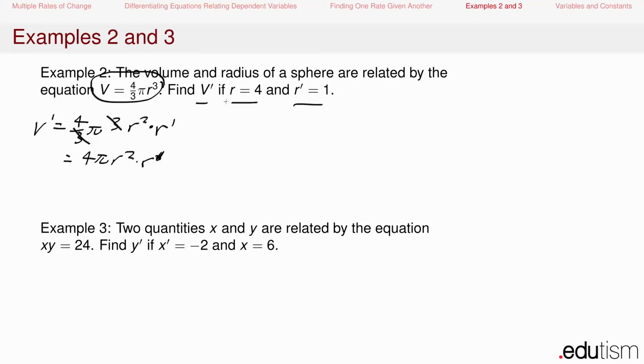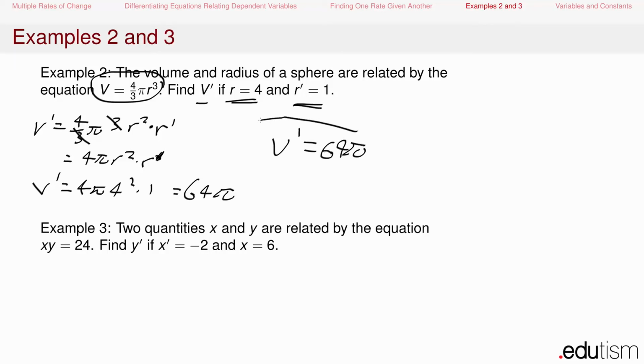Now we're told what r is and what r prime is, so we can plug those in. 4 pi, r is 4 squared, r prime is 1. 4 squared is 16, 16 times 4 is 64, so my v prime is going to be 64 pi in this case.